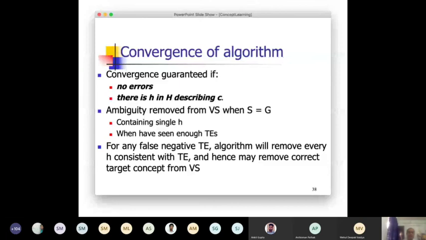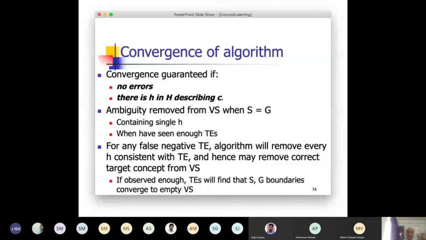For any false negative training example, the algorithm will remove every inconsistent H. So the problem is that if there is any error, then this consistency check will also be erroneous. So naturally, you may not get the correct target function, and sometimes you may get an empty version space because of the conflicts and contradictions. So you'll find that you will get an empty version space.